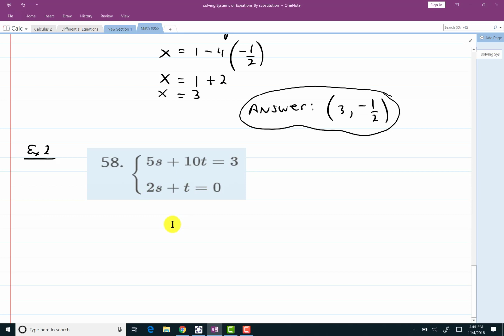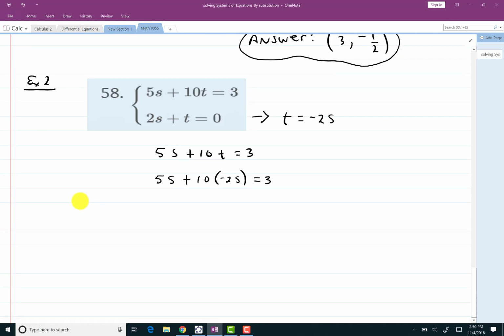The second equation, though, makes it pretty clear to me that I could rewrite this. If I subtracted 2s, I could get t equals negative 2s. And then I can take that, remember you have to plug it into the other equation, so let me take this t equals negative 2s and plug it into the first equation. So my 5s plus 10t equals 3, I can rewrite it as 5s plus 10 times negative 2s equals 3. So the substitution has been done.